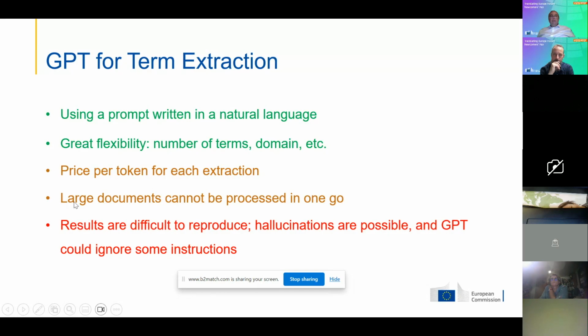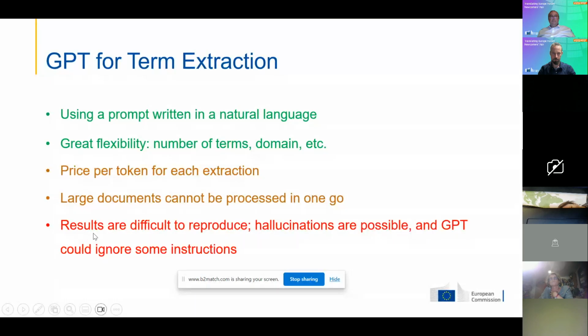And this one, large documents cannot be processed in one go. This also may not be true anymore because the context windows for tokens used by GPT are much larger now, but still it depends on the subscription and on the price. But this one is a real disadvantage, it's still valid.